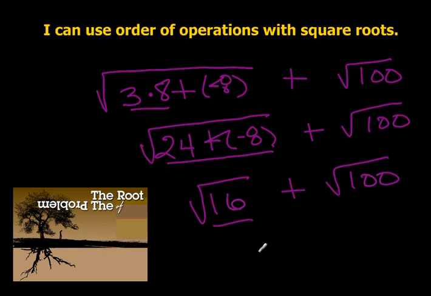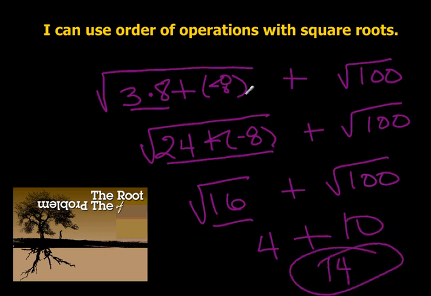The square root of 16 would be 4, plus the square root of 100, which would be 10, and then I just add them, and I get 14. Super awesome. I combined my order of operations with square roots.